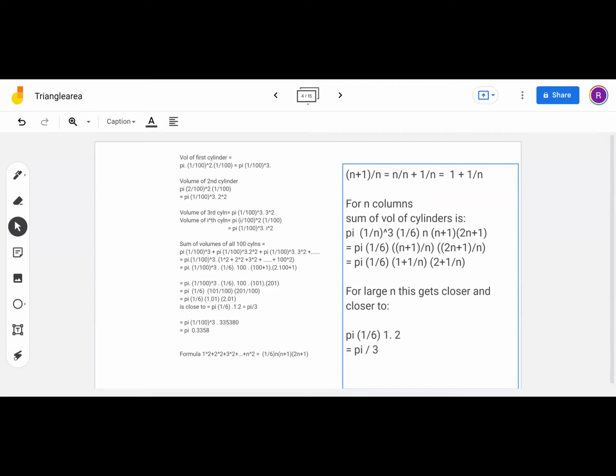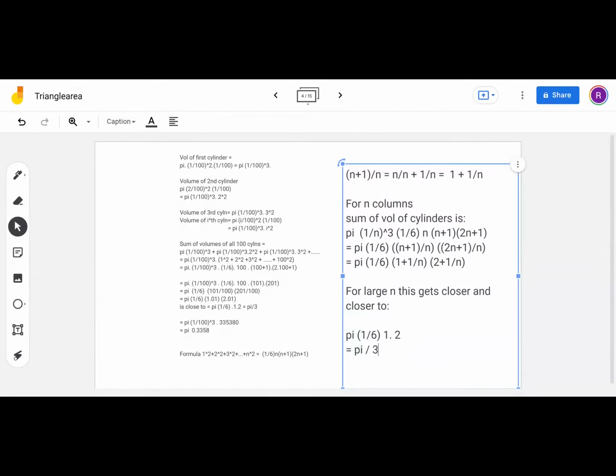By substituting the formula for 1 squared plus 2 squared till n squared, we got pi into 1 by n cubed into 1/6 into n into n plus 1 into 2n plus 1. We put this because this is the formula for 1 squared plus 2 squared plus 3 squared till n squared. And then when we kept on simplifying, we saw that it is pi into 1 by 6 into 1 plus 1 over n, and into 2 plus 1 over n.